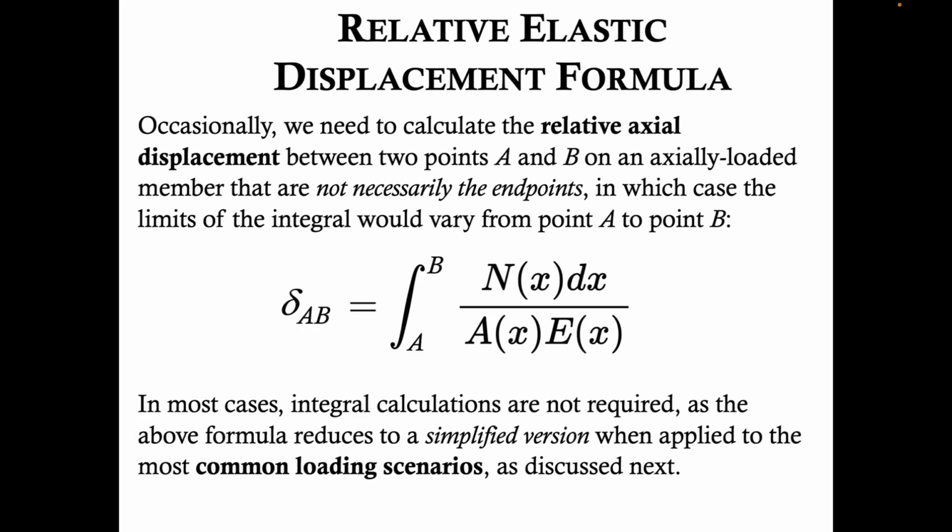Occasionally, we need to calculate the relative axial displacement between two points A and B on an axially loaded member that are not necessarily the endpoints. They could be any two points on the member, in which case the limits of the integral would then vary from point A to point B. So here's another expression of the relative axial displacement formula. Delta sub AB equals the integral from A to B of N of x dx over A of x E of x. In most cases, integral calculations are not actually required here, as the above formula reduces to a simplified version when applied to the most common loading scenarios, as discussed next.